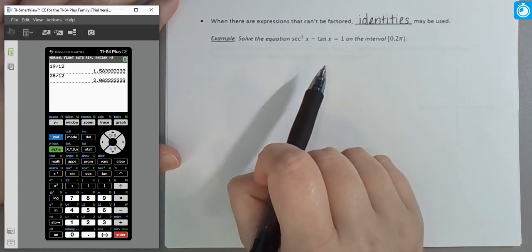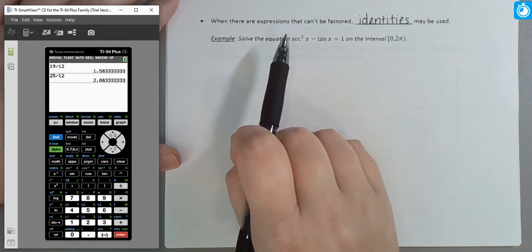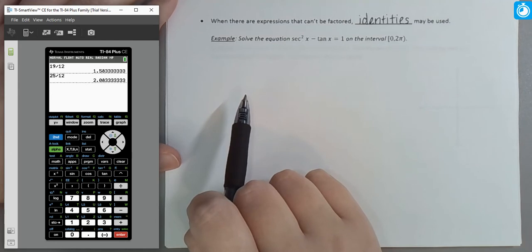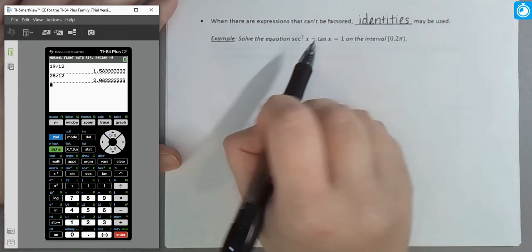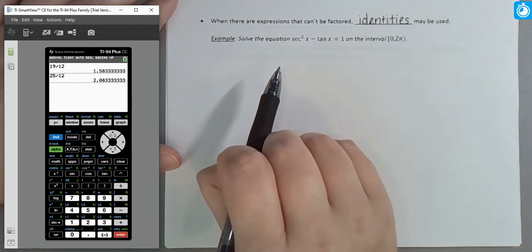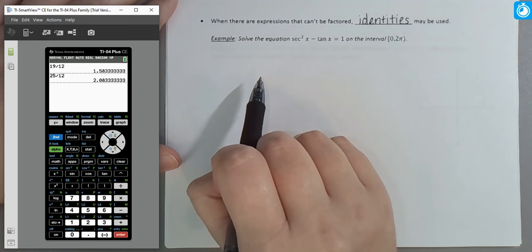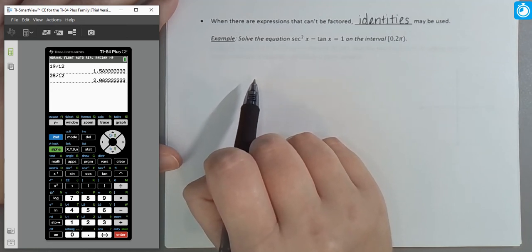Well, secant and tangent don't have anything in common. I could move my 1 over, nothing happens. There's no greatest common factor here, so I'm kind of at a standstill. There's not really anything that can be factored here. However, I know that tangent and secant have a specific relationship via that Pythagorean identity that relates tangent and secant.